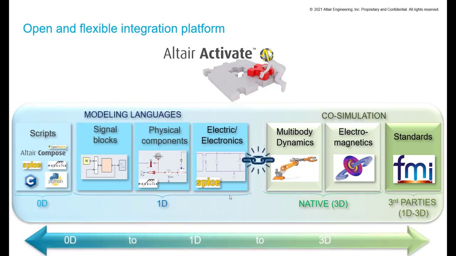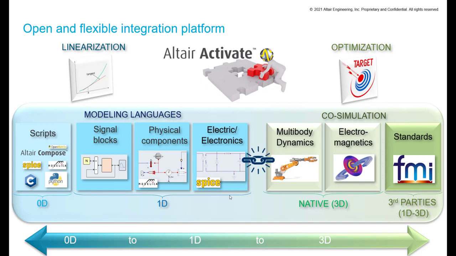So there are many different domains or ways in which you could model systems or subsystems in Altair Activate, and you can bring them all into one shared diagram. So in this regard, it is an integration platform that also incorporates linearization of subsystems and ways to use optimization as well.